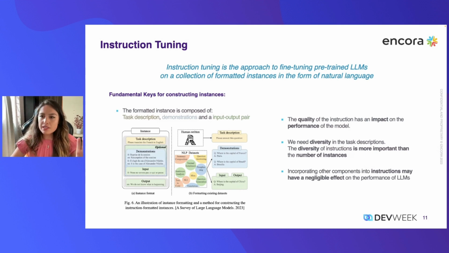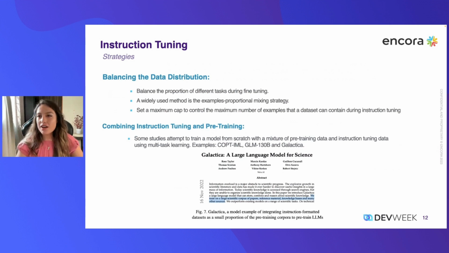The importance of the instances here is that if they have good quality, the performance of your model will improve. So we need diversity in the tasks. And what do I mean by diversity? It could be diversity in the length, in the structure, in the creativity of your sentences. And it's also important to know that the diversity of the instructions is way more important than the number of instances. We have also noticed from some studies that incorporating other components, meaning things to avoid or suggestions you can give the model, has only a small effect on the model, so you can avoid those.